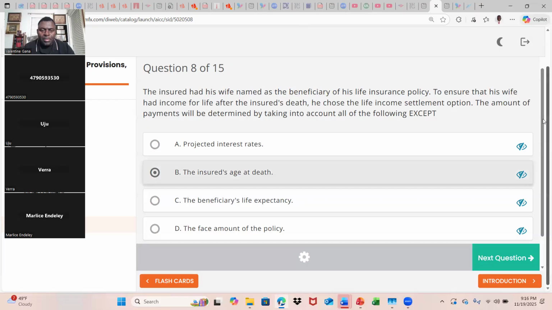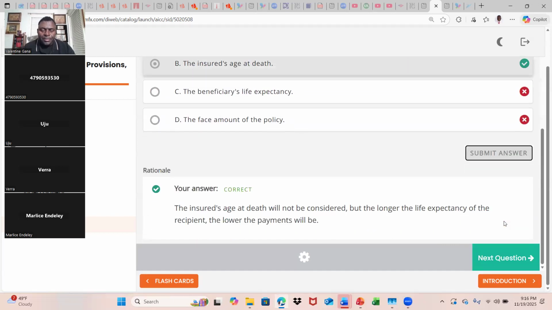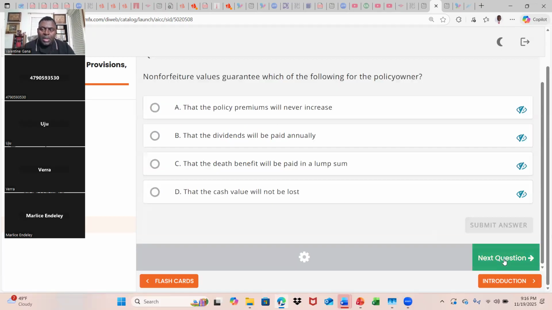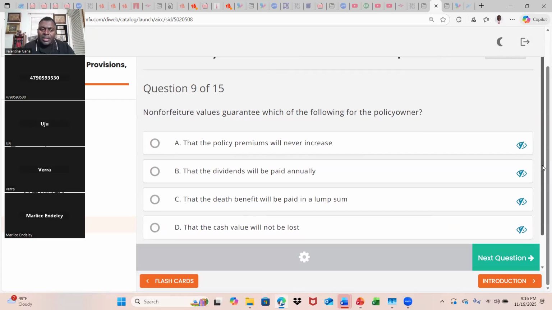Let's see if it's right. Correct. That's the except. The insured's age at death will not be considered, but the longer the life expectancy of the beneficiary or recipient, the lower the payments will be. Wow. So we're making progress. We're making progress.